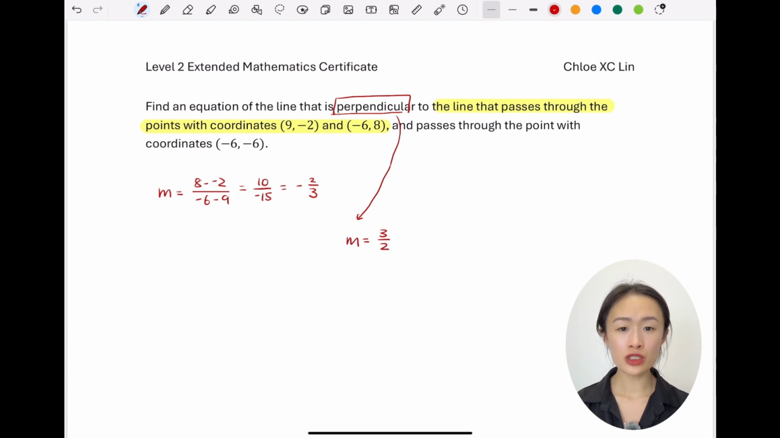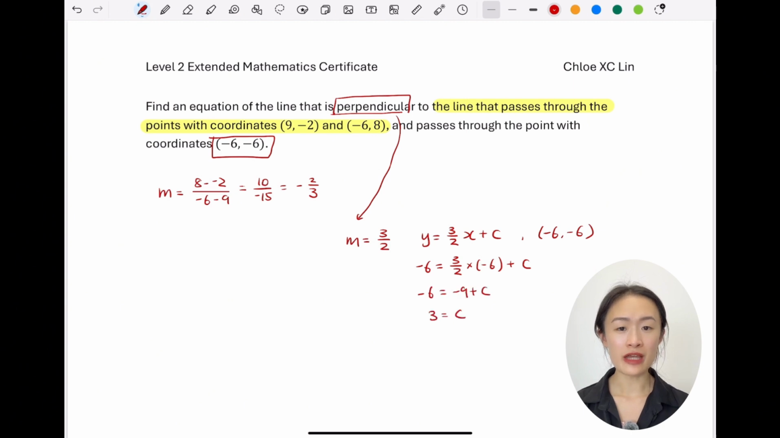Therefore, our equation should have the form y equals 3/2x plus c, and it also passes through -6, -6. By substituting x and y, we can find out that c is 3. Therefore, our final answer should be y equals 3/2x plus 3. Okay, so that is a very standard question. Let's move on to the next question.